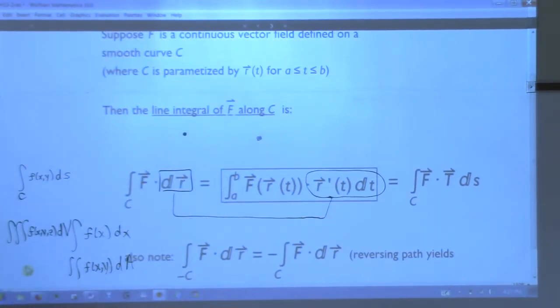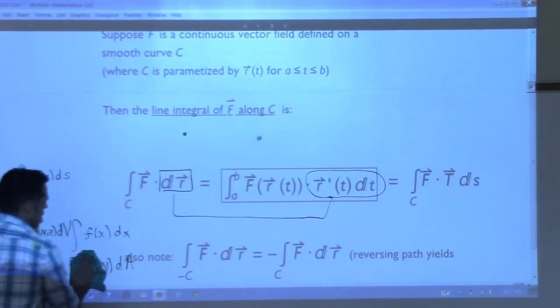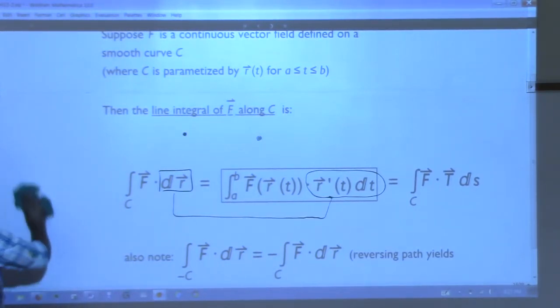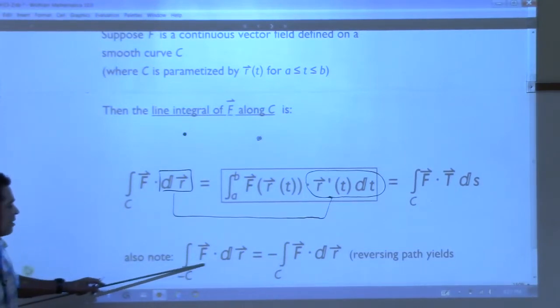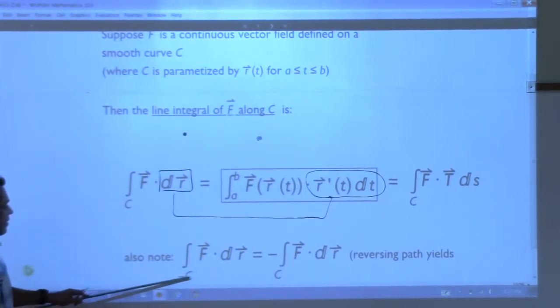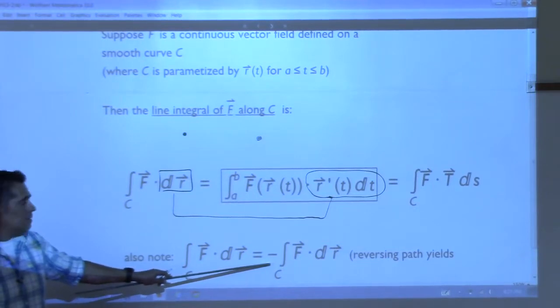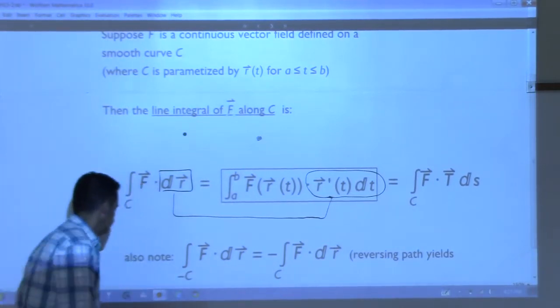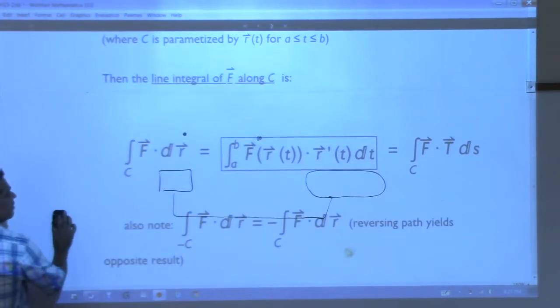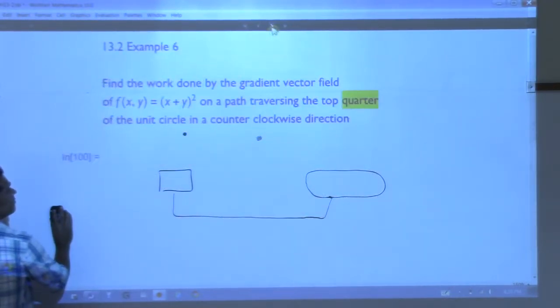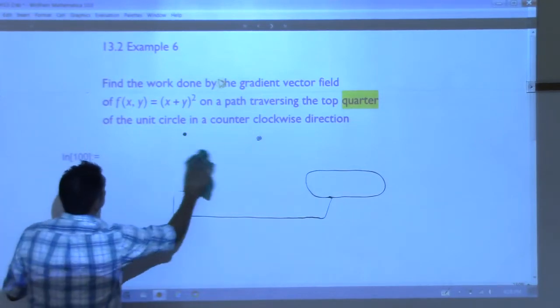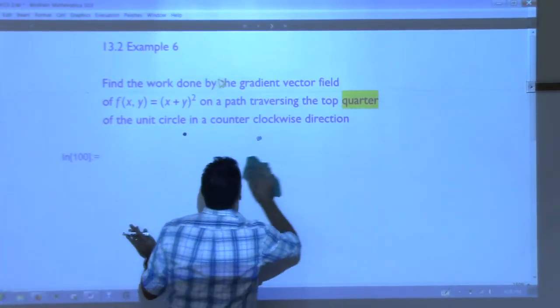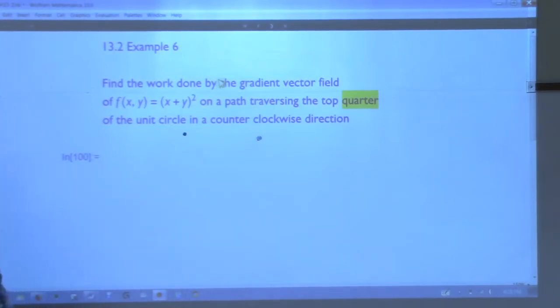All right, now, also note that if you reverse the path when you're calculating work, then it changes signs. All right? I think an example is in order. Find the work done by the gradient vector field of f of x y equals x plus y quantity squared on a path traversing the top quarter of the unit circle in a counterclockwise direction.